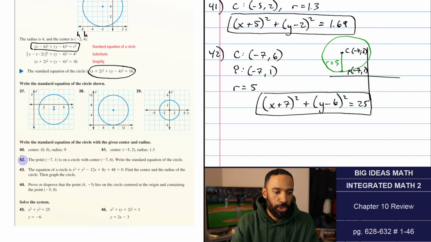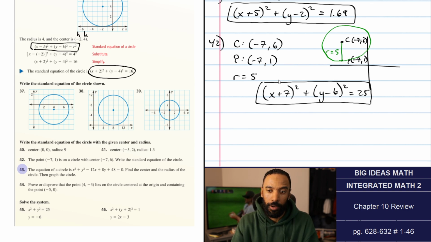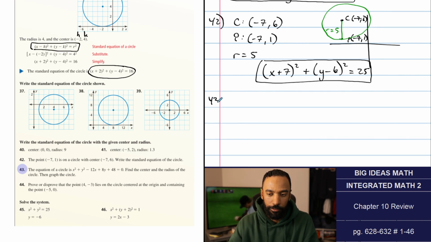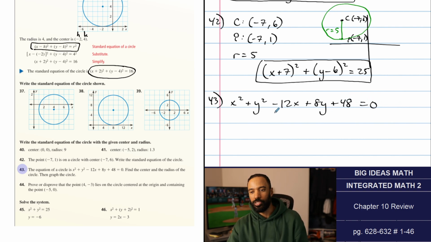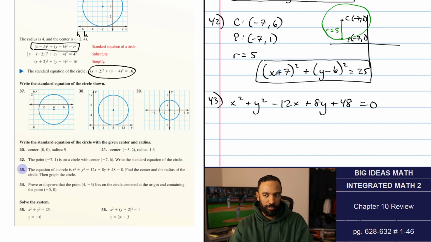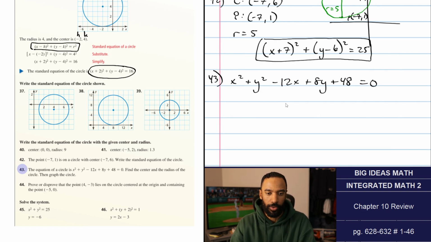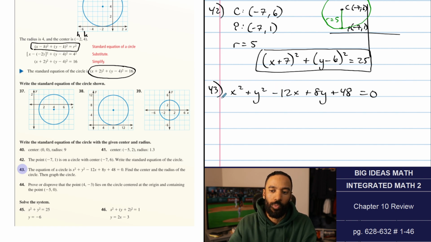Okay, number 43. The equation of a circle is here. This is not standard form. This is what I believe to be called general form. They haven't called it that, so I'm just covering myself. Where everything's kind of expanded, right? No constants on this side. Nothing is a perfect square trinomial factored down, and that's what we got to do. They said find the center and radius of the circle, then graph the circle. To find the center and radius, you want to get the standard form equation.